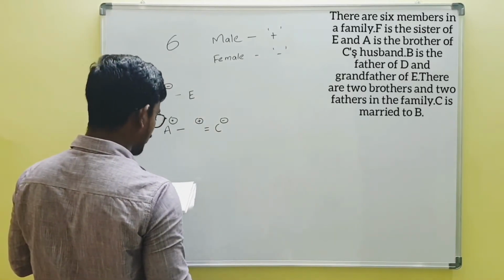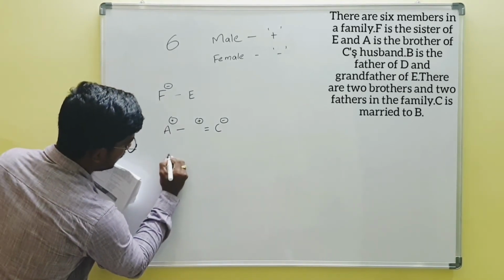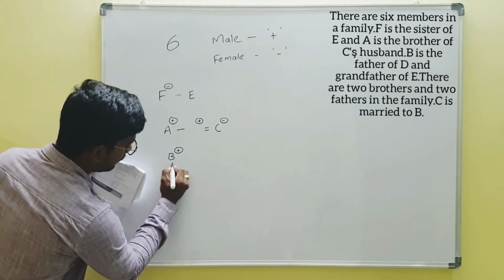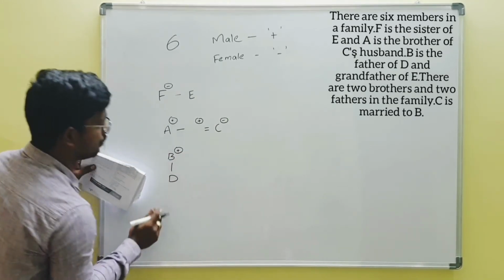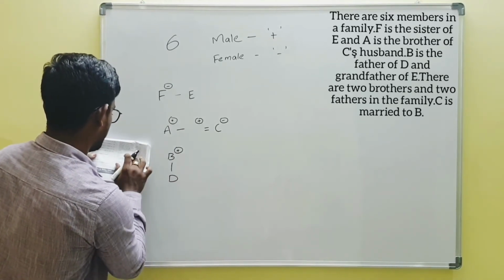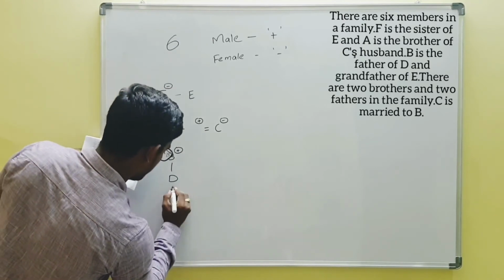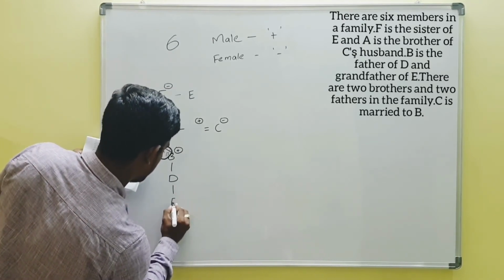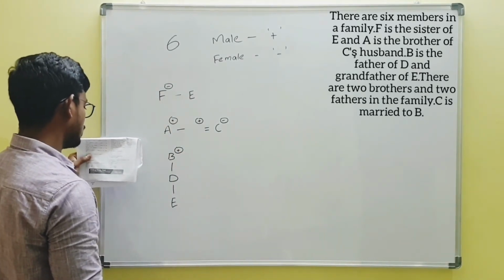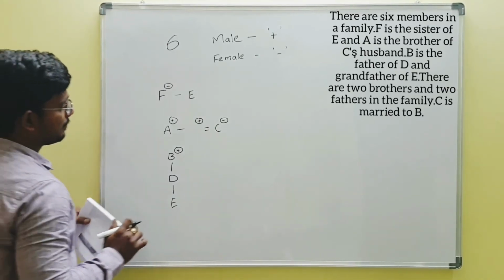B is the father of D and grandfather of E. Given that B is the father means male, father of D, and I don't know D's relation, the father of D, and grandfather of E. See, B is the grandfather of E. So now there are two brothers and two fathers in the family.